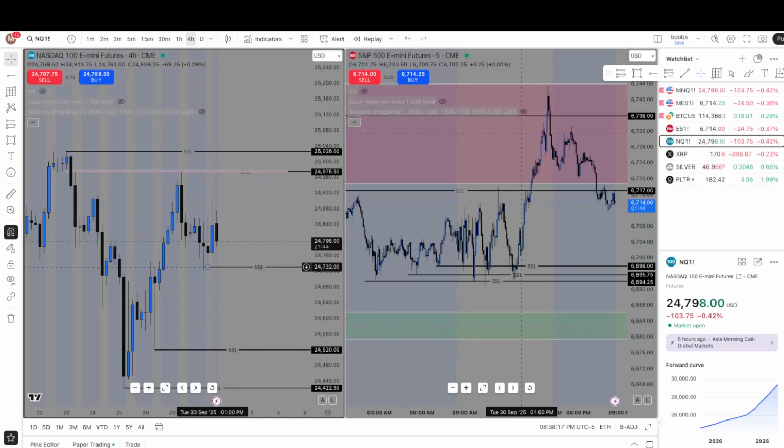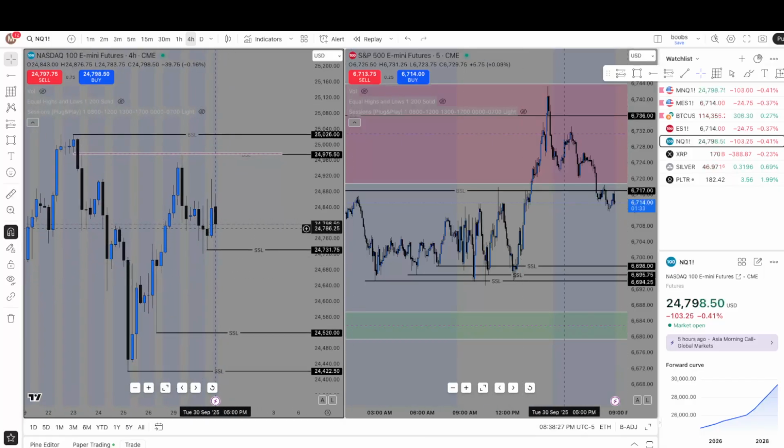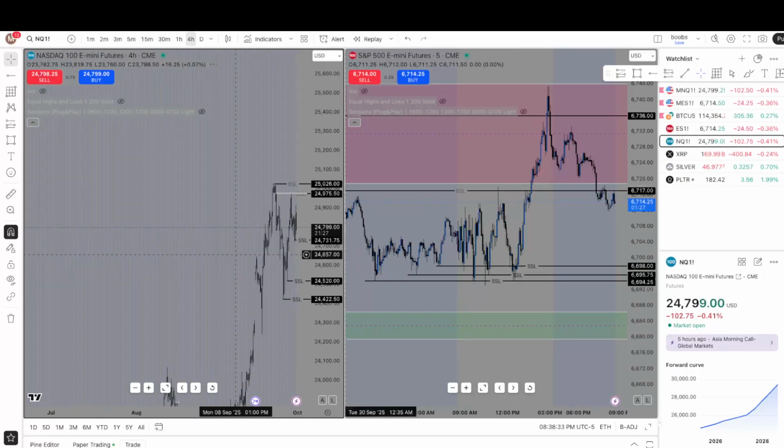But we have sell side liquidity right there. We aren't marking up this imbalance because it was already filled. So if price wants to come back into it, it's probably just going to inverse it. I'd like to see Asian session and London session actually come in and sweep out down here, and then we can maybe potentially get a good setup.